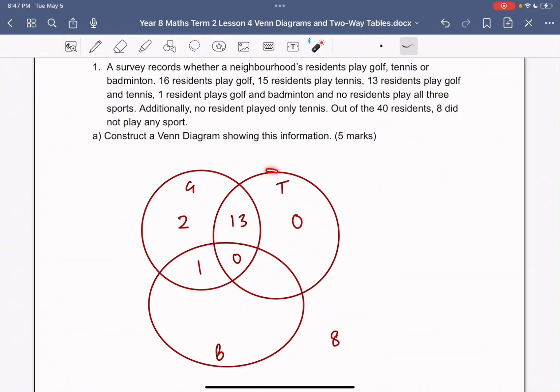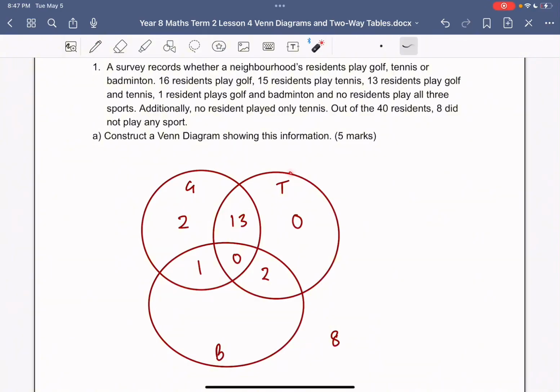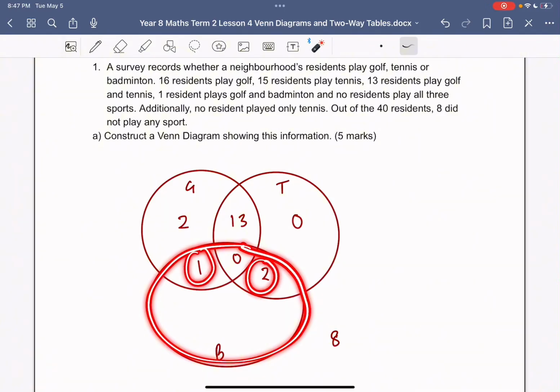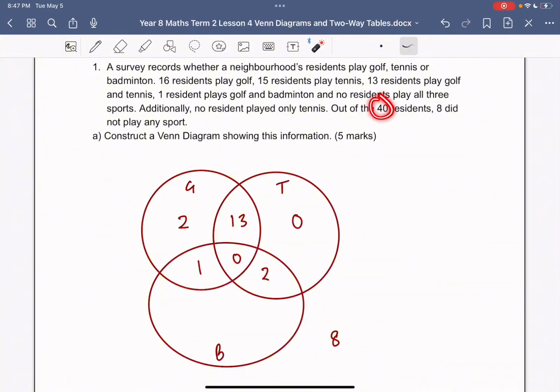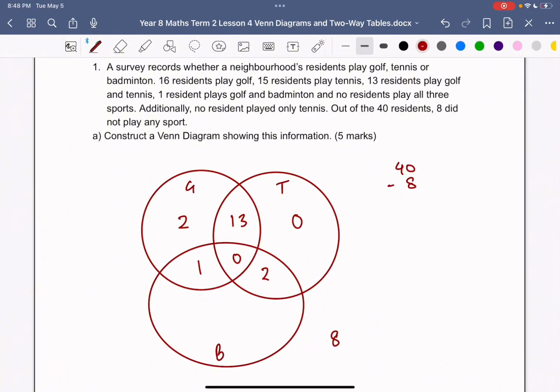And same thing over here, I know that 15 residents play tennis, and I've already accounted for these 3, which means this gap over here would be 2, so that this total tennis area adds up to 15. Now that I've done all of that as well, I'm left with 1 more. I have 3 already accounted for, and I have 40 people interviewed. So out of the 40, I can minus the 8 people who don't play, and then I can minus 2, 2, 1, and 13. So that adds up to 18, so I could do minus 18, and that will give me 14 in total. So that means that the people who only play badminton is 14.